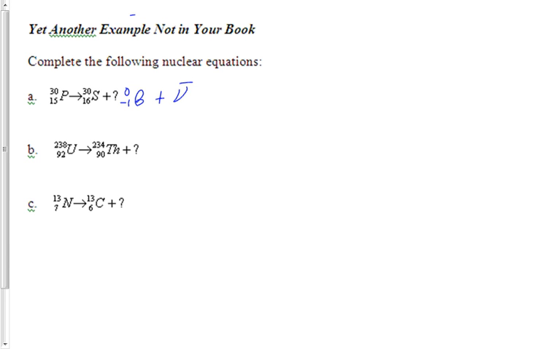234 plus what equals 238? 4. 90 plus what equals 92? That's an alpha particle plus. Anything else? Nope. Last one. 13 plus 0, 6, sorry. Yeah, that's right. 6 plus 1, that's beta plus. That would be neutrino. Not an antineutrino, but a neutrino. For beta minus or beta plus, yes.